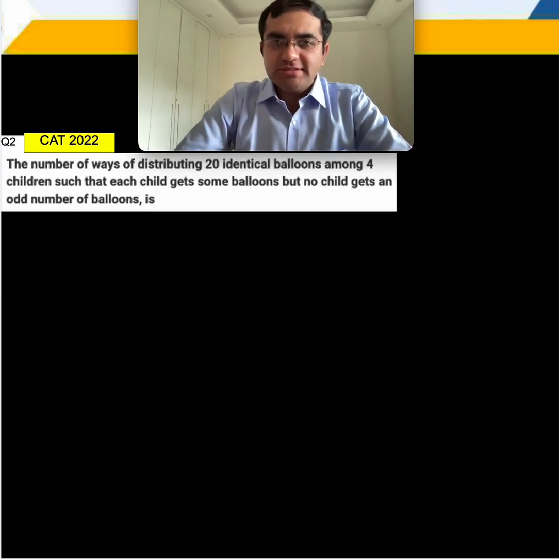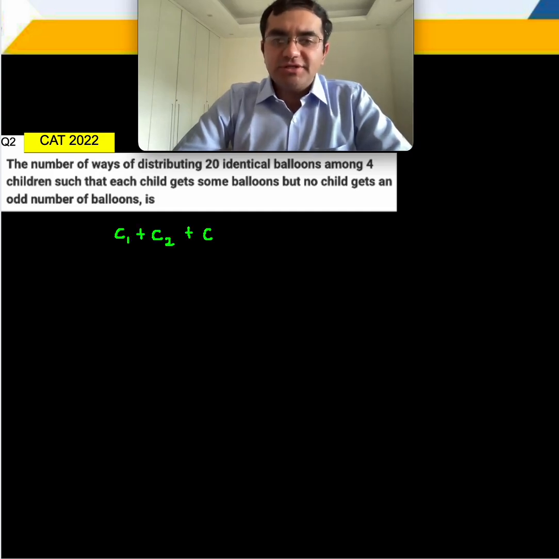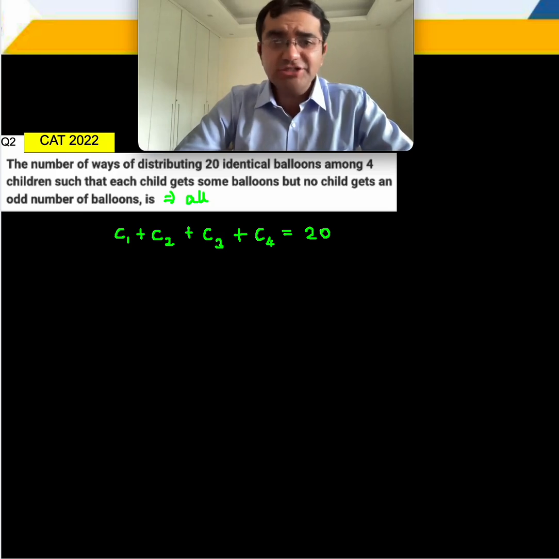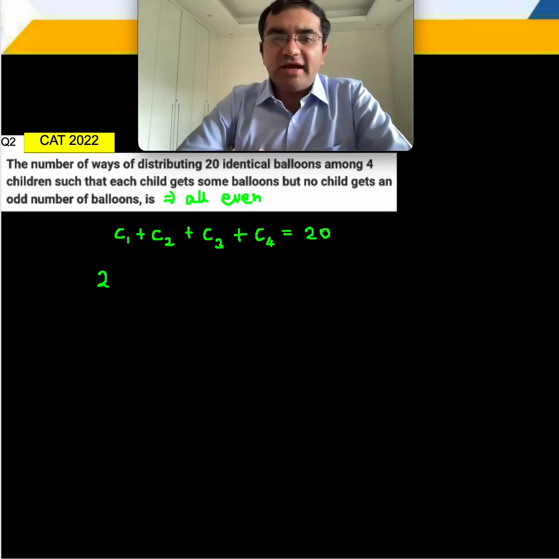Question from permutations and combinations, where you have to distribute some identical items, 20 identical items among 4 different children, such that each child gets some balloons but no child gets an odd number of balloons. Okay? So there are 4 kids, C1, C2, C3, C4, who get balloons, and that is a total of 20 balloons to be distributed. And all the values are even because no child gets an odd number of balloons, so each child is getting an even number of balloons.